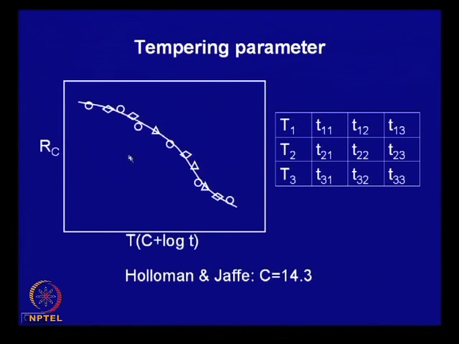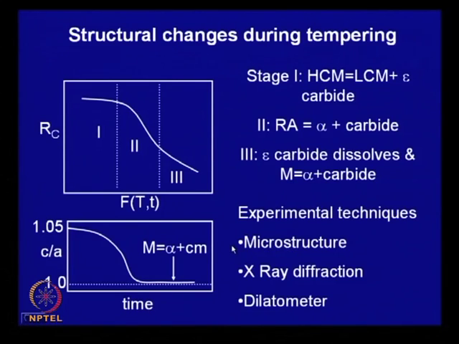This is called a master tempering graph, which helps you in the selection of tempering temperature, the combination of temperature and time, for a particular application. Now, the question comes, what are the structural changes that take place during tempering, which are listed here.